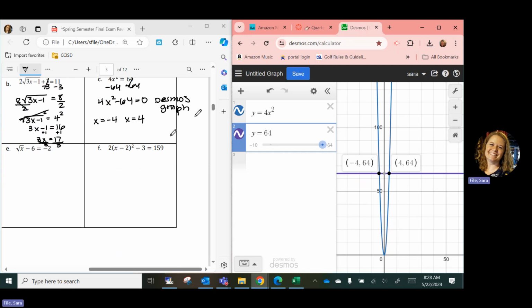Why is this not working? Oh, my pen stopped working all of a sudden. It always wants to do this only when I'm recording, of course. Give it a little battery, a little break.